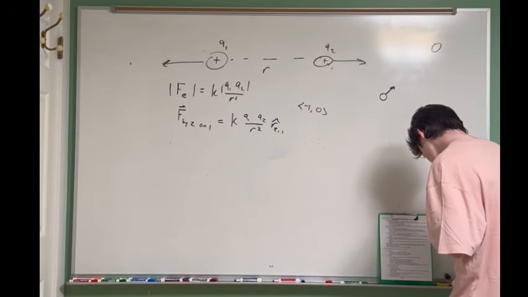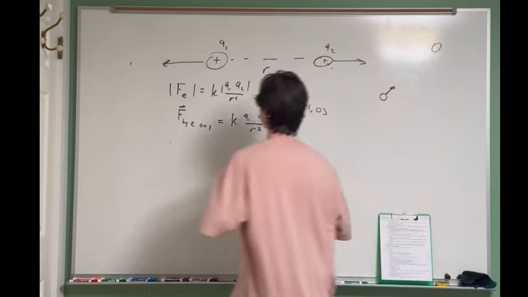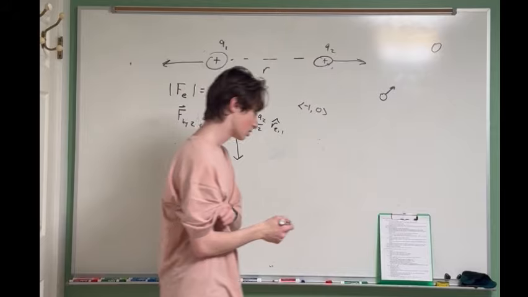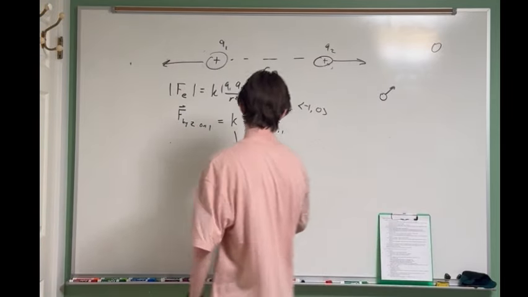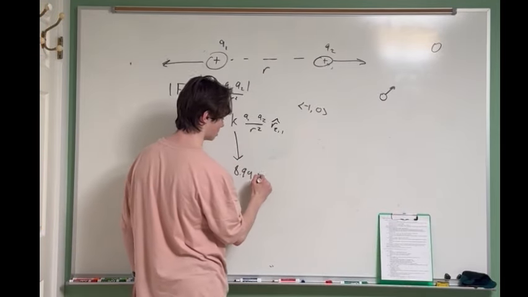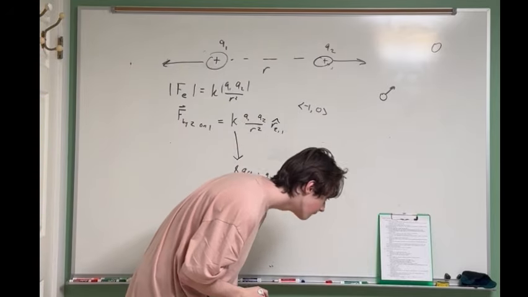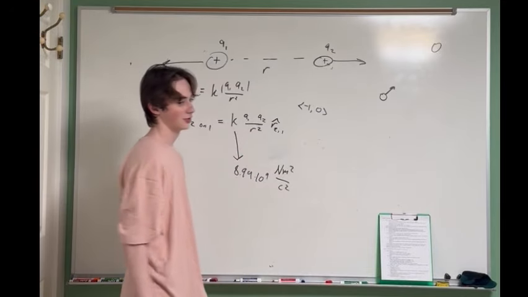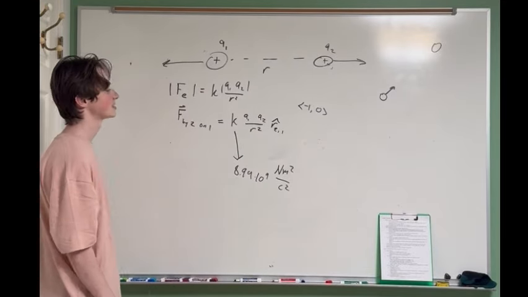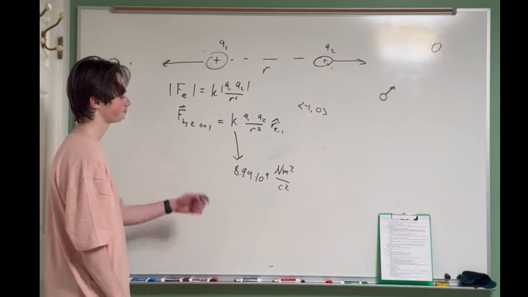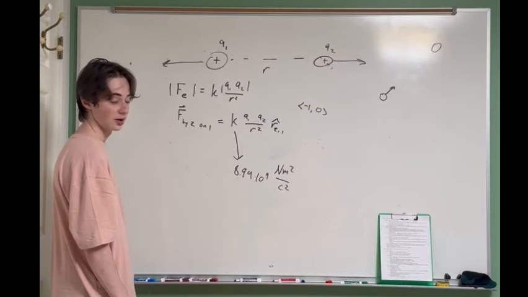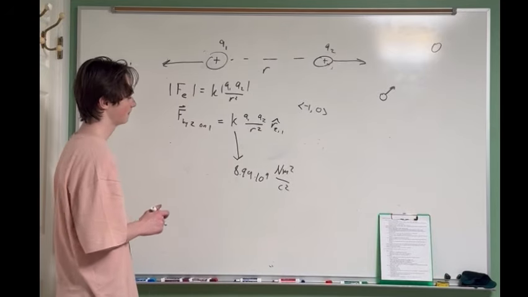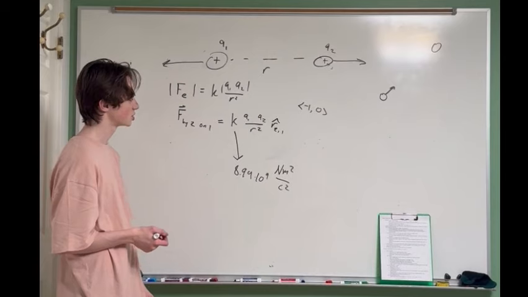Also in Coulomb's law, K is a constant. K is Coulomb's law constant, and it's equal to 8.99 times 10 to the 9 Newton meter squared per Coulomb squared. The units don't matter much, don't worry about it. We're multiplying by the radius squared, so you need to cancel everything out pretty much.